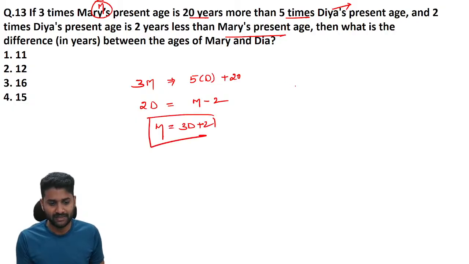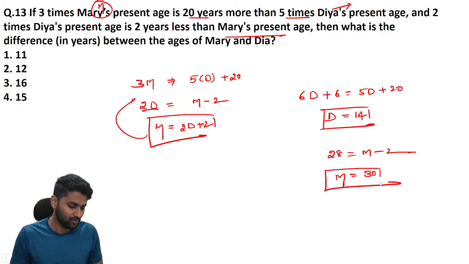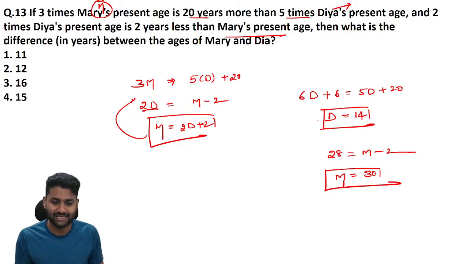Substitute here. 3 into 2d plus 2, and m is equal to 2d plus 2. You just replace the m value here. So 6d plus 6 is equal to 5d plus 20. Now you got the d value. D value is equal to 14. If d value is equal to 14, then 28 is equal to m minus 2. Then m value is equal to 30. Now the question: what is the difference of their ages? So the difference of their ages is 16 years.